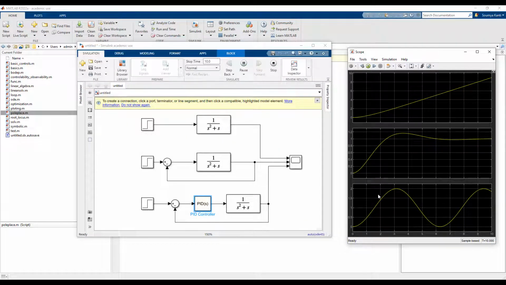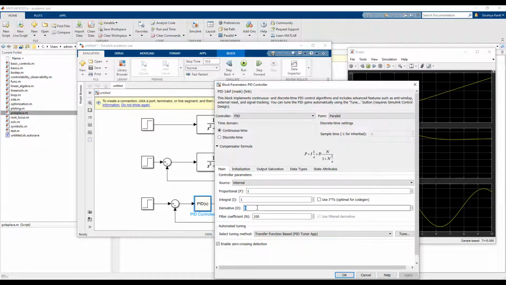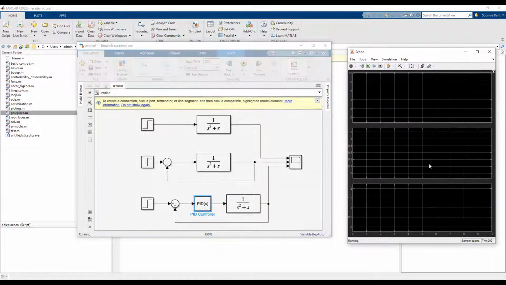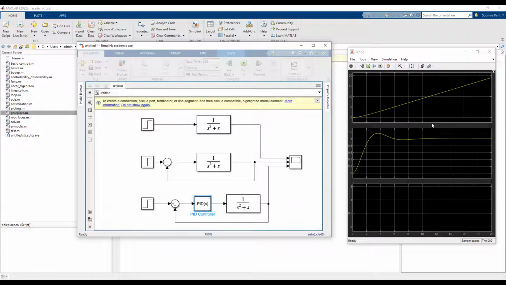Okay, you can see that now the system has started oscillating. So suppose I'll add a little bit of damping. So just say suppose 1. You can see that now it is starting to damp. Actually I can increase the time here. So let's say till 20 seconds I want to see what is the output.